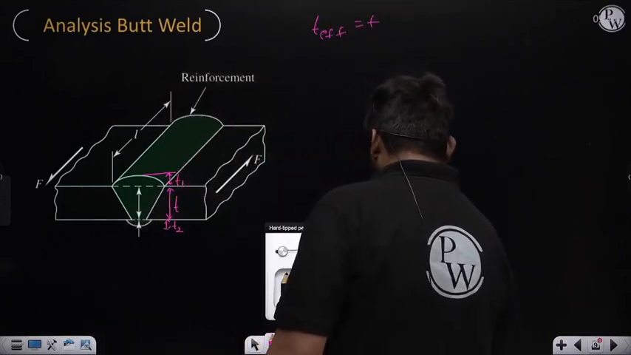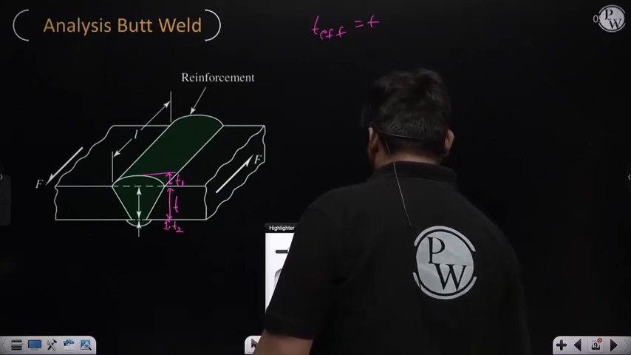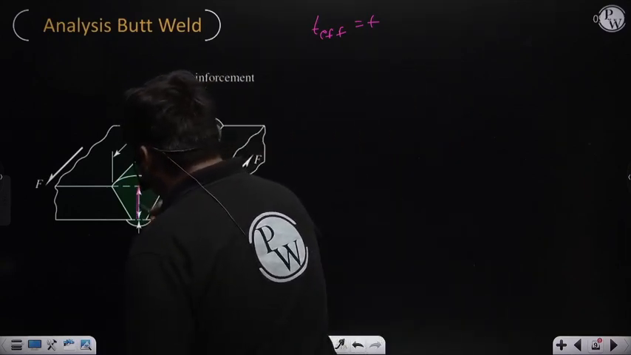Now we will calculate the stress in the plane which is along the length. So I am drawing a plane along the length. This is the plane along the length.